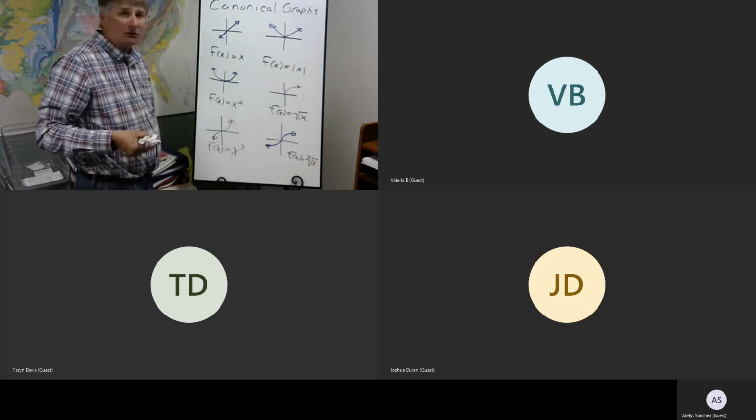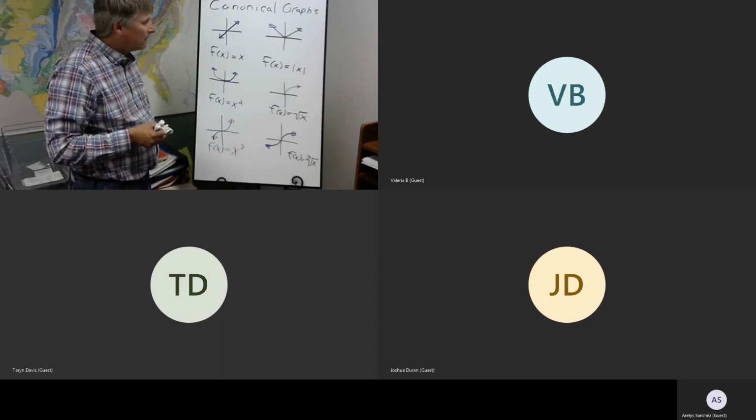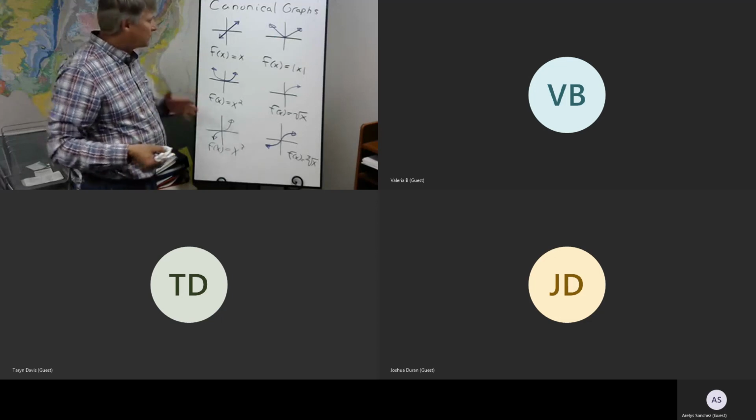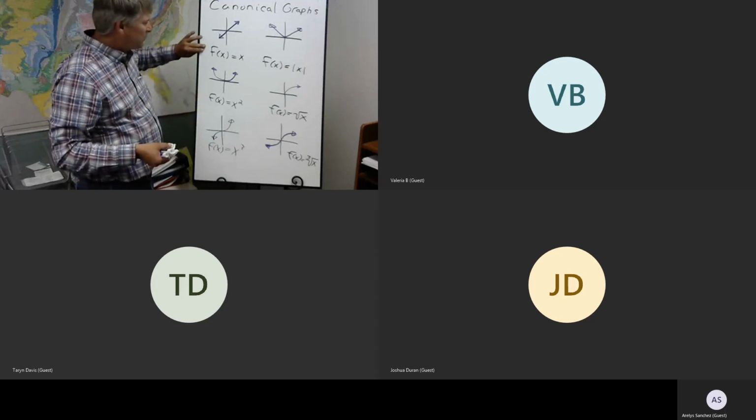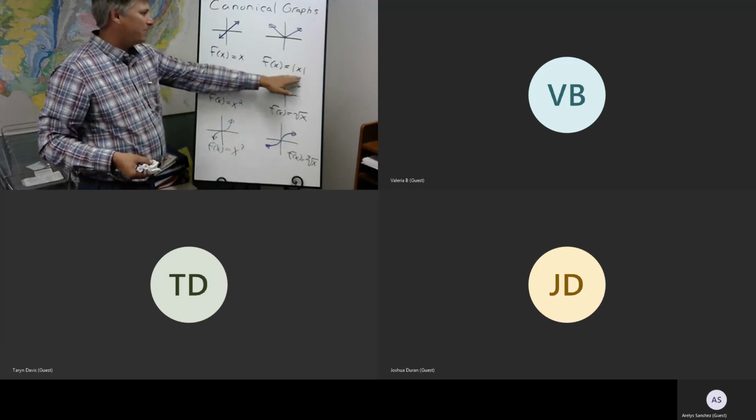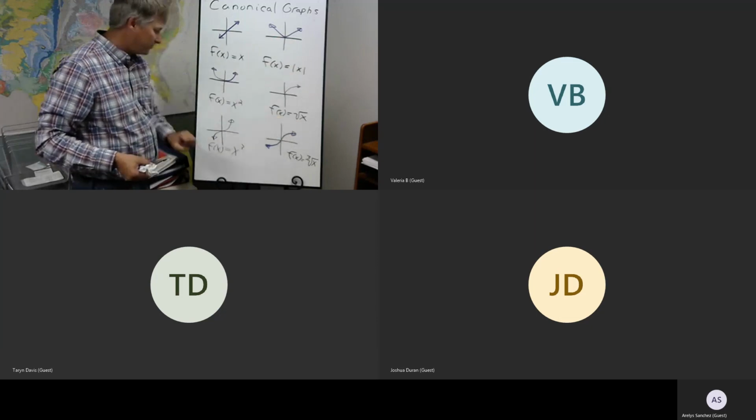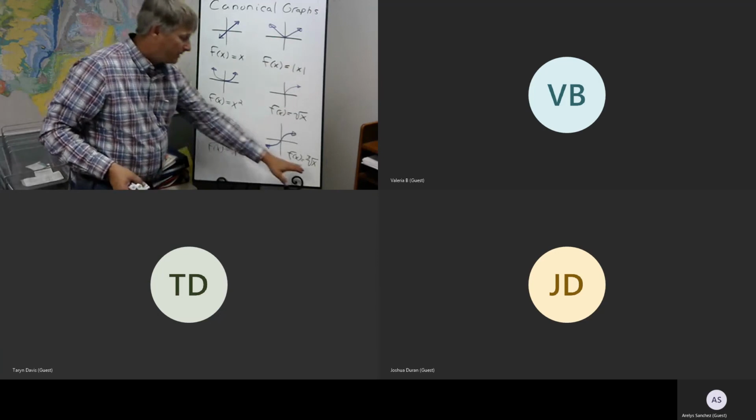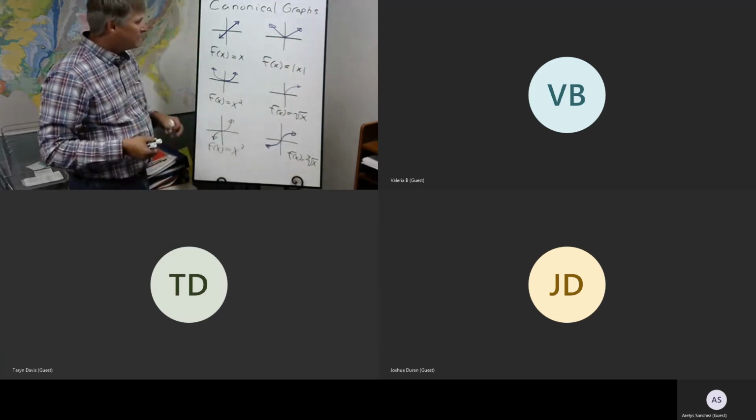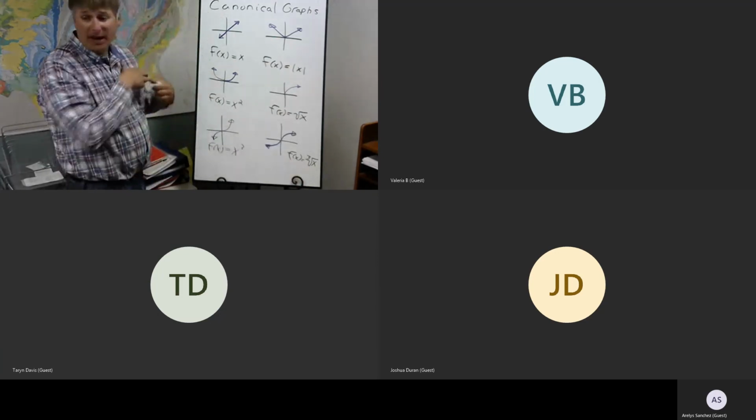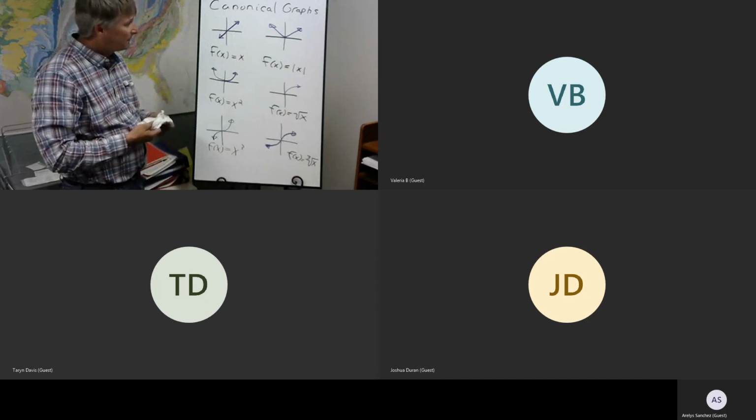So these are canonical graphs. These are graphs that, as we get more and more into algebra, knowing what a function that's based on x, based on the absolute value of x, based on x squared, based on the square root of x, maybe based on x cubed, maybe based on the cube root of x, give us sort of a starting point for analyzing some of these functions.